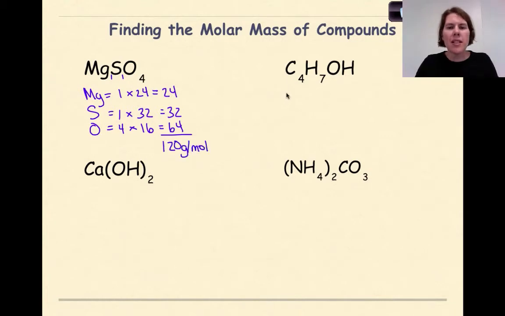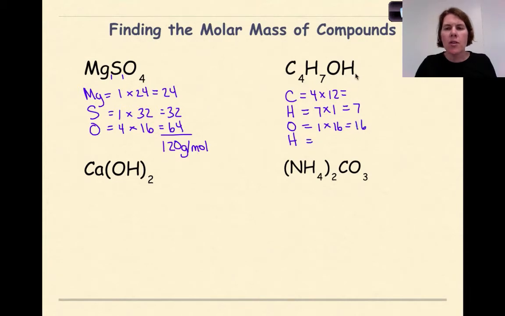So let's look at C4H7OH. I'm going to list this as carbon, hydrogen, oxygen, and hydrogen. I know I'm repeating the hydrogen twice, but I'm going to keep things in order. I have 4 carbons. Carbon has a mass of 12. I have 7 hydrogens, so 7 times 1 is 7. I have 1 oxygen, and oxygen is 16.